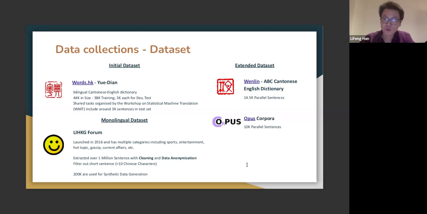In our extended work, we found two more data sources. One is the Wenlin ABC Cantonese-English Dictionary that has 14.5K parallel sentences, and the Opus Corpus has 10K parallel sentences of Cantonese and English.